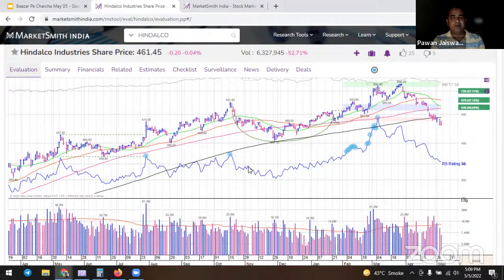If someone is looking to buy, I would suggest them to wait and watch for at least the next 2 to 4 weeks. Then only the picture will be clear and we can take a first entry. Meanwhile, it is not looking good to buy at the current level.